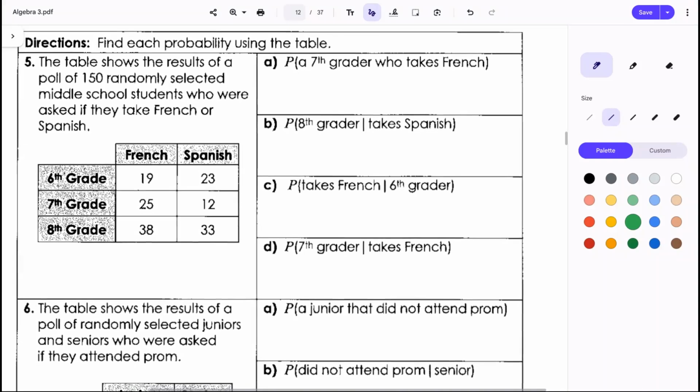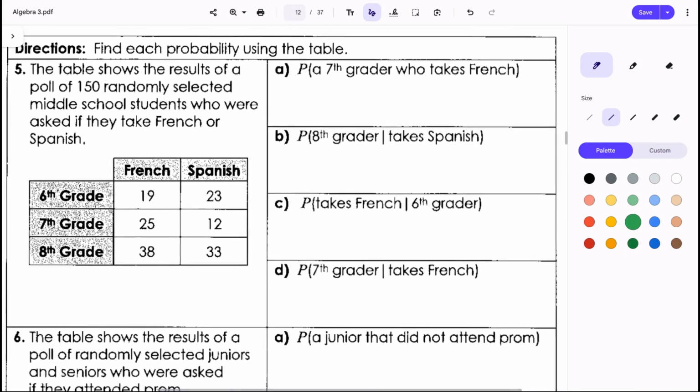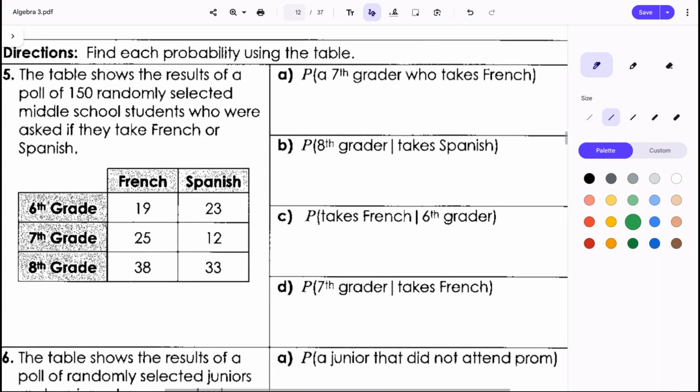Okay, next one here, new table. It says we have a survey of 150 total students who were asked if they take French or Spanish. They've got it broken up by grades and then what they answered. First things first, let's total up our numbers here. So once you guys take a minute, I want you to find the total. So add up all the numbers in your columns and add up the numbers in your rows.